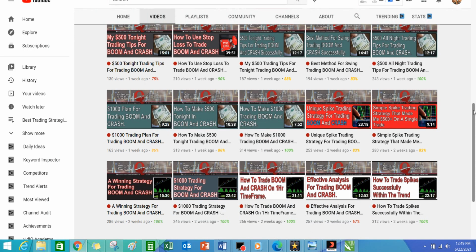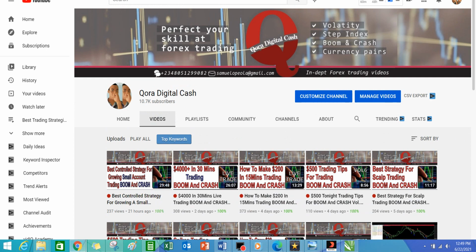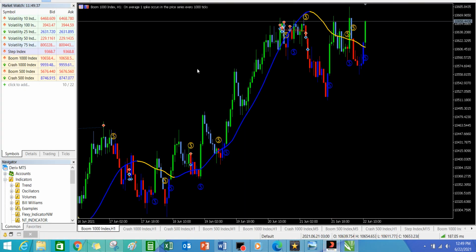Okay, so quickly, this is Qora Digital Cash again. Let's quickly check out what is happening in the market before we go fully into what we have for today. Right now we are having Boom 1000, and this is the signal indicator. I'm using the signal indicator here. That's the setup I'm using.